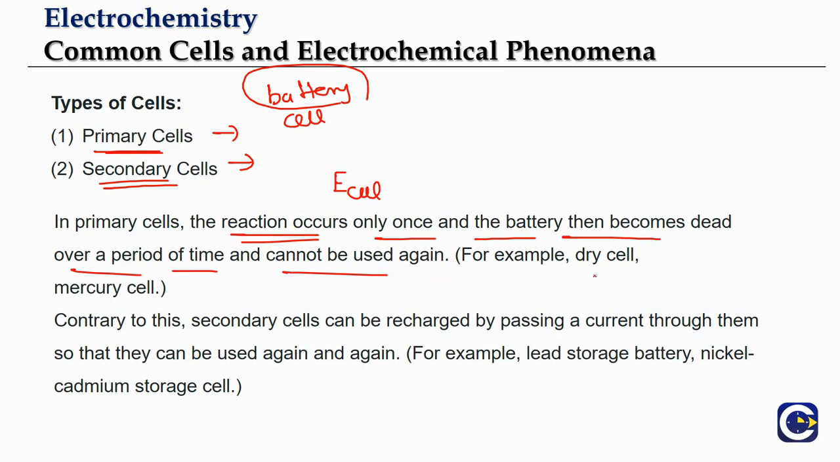Like if you look at the normal dry cells and mercury cells, the ones that are used in watches, etc., they are all examples of primary cells. We use it once and then we throw it off, because once the lifetime is over, it means the cell reaction is fully completed, or at least completed to almost its full value, and then the cell can no longer work. So this is what we call primary cells.